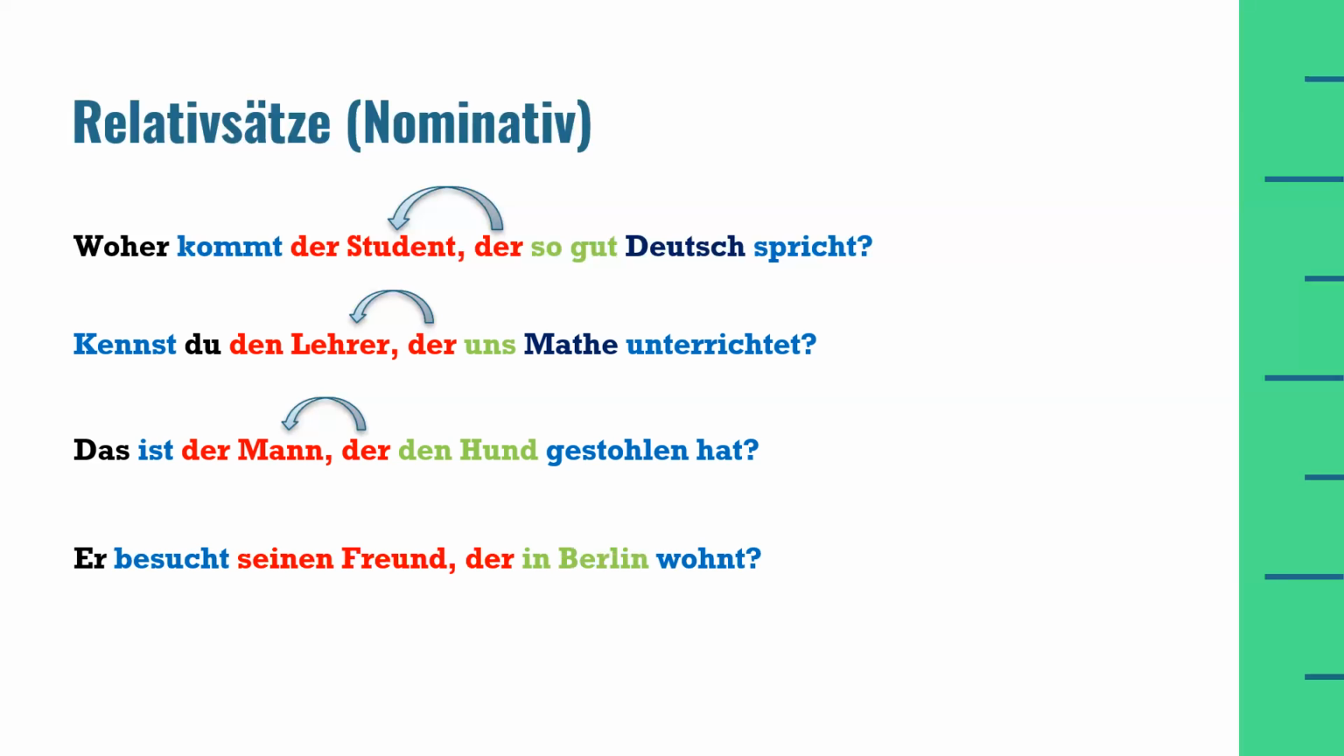Er besucht seinen Freund, der in Berlin wohnt. He visits his friend, who lives in Berlin. So in this example, in the Hauptsatz, we are saying he visits his friend. Because his friend is being visited, he is the object of the sentence, and the object of the sentence is always accusative. Therefore, we have to use "seinen Freund", because Freund is a masculine noun, and for a masculine noun we use "seinen" as the possessive pronoun ending.